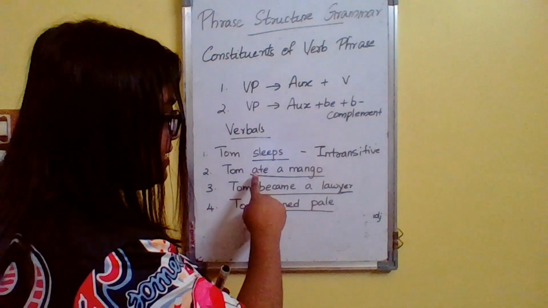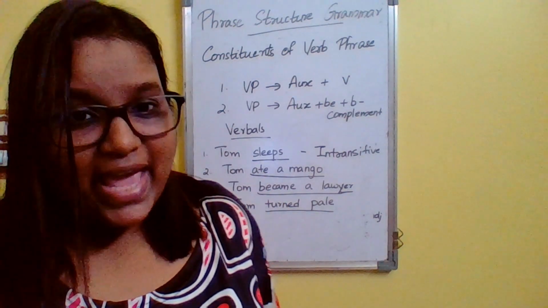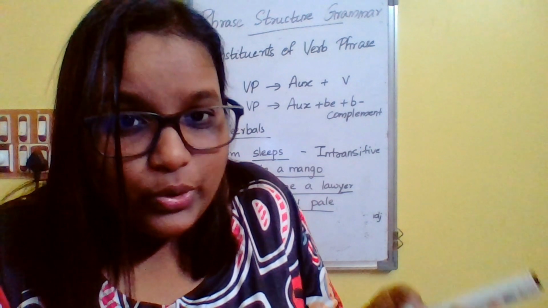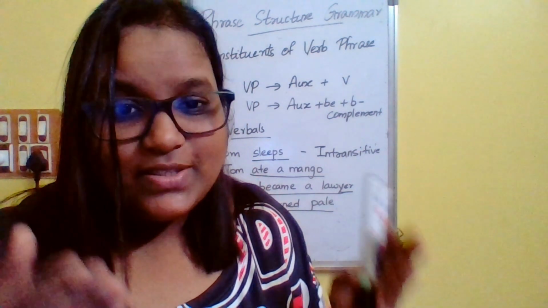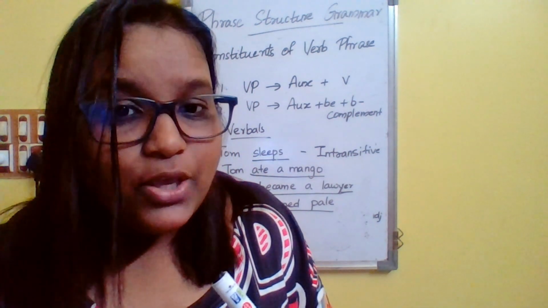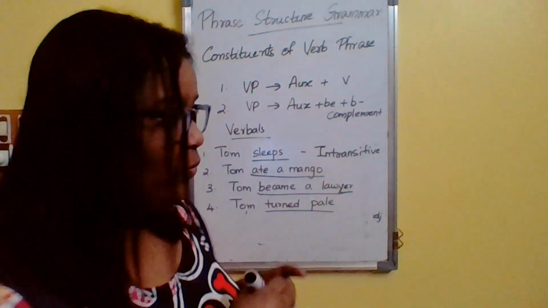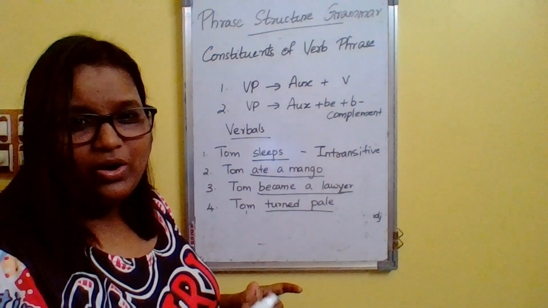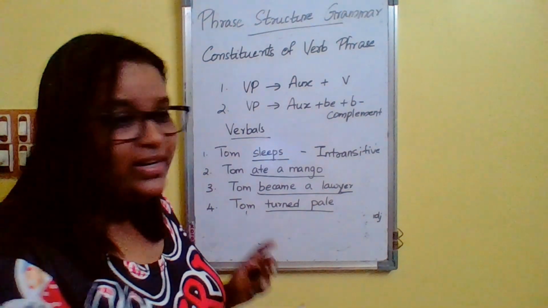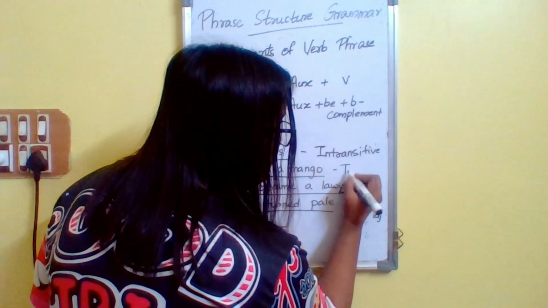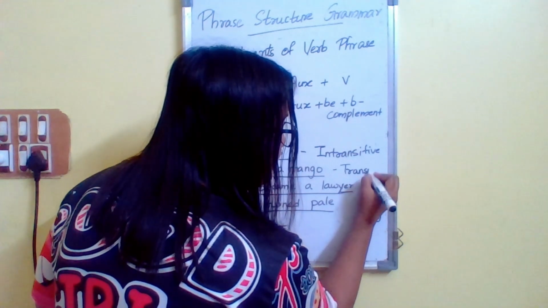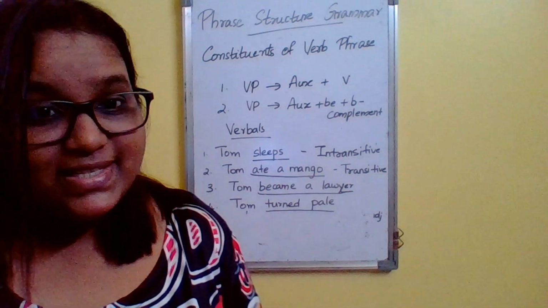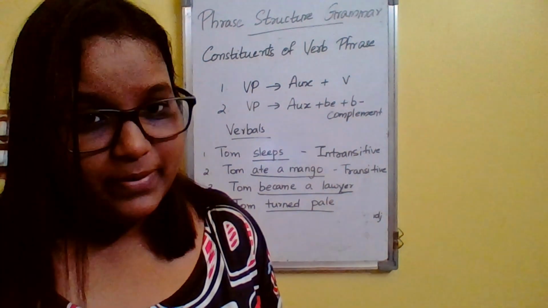The second sentence has ate. Tom ate. But what did he eat? Or who did he eat? So, Tom ate a mango. The verb which has a supporting word or an object is called a transitive verb. So ate is a transitive verb.